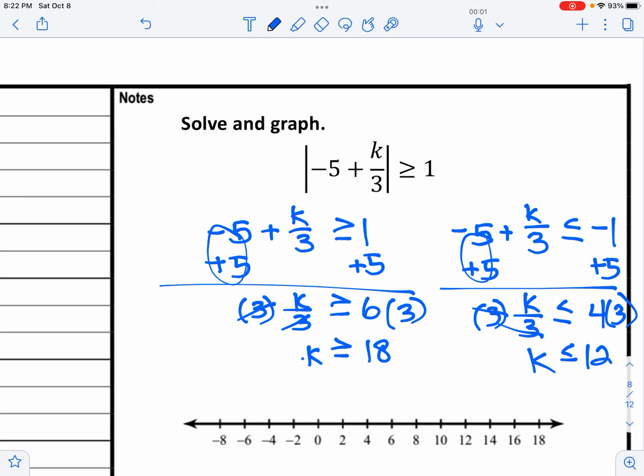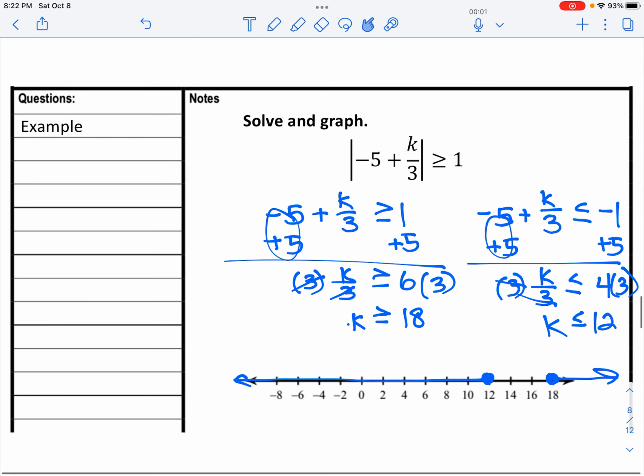All right, so this one, greater than or equal to 18, right? And less than or equal to 12. Notice they go away from each other, putting them both on there. This is an "or" inequality. But because they diverge, that's kind of the way you can think about it, that it's "or". All right.